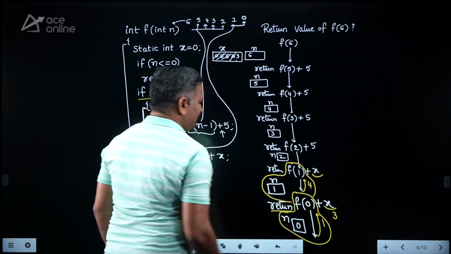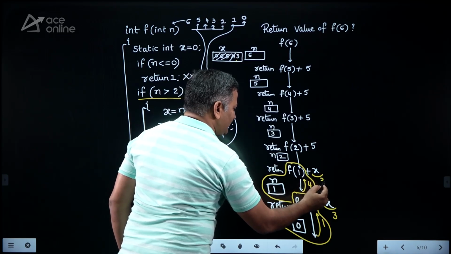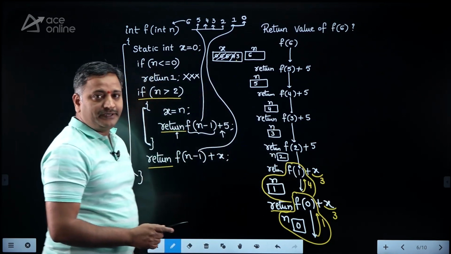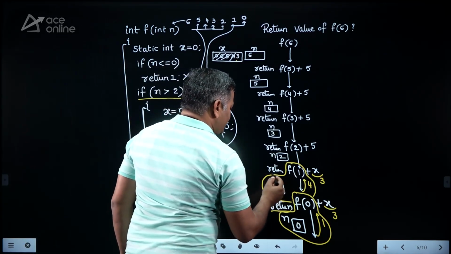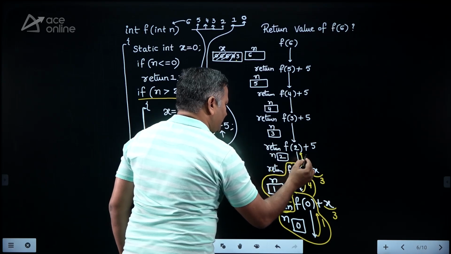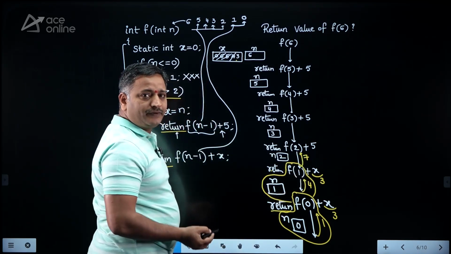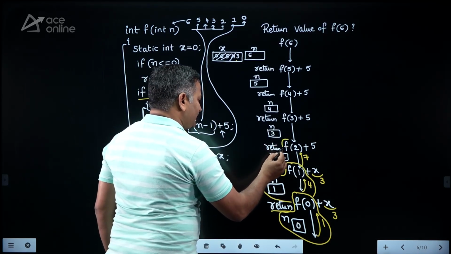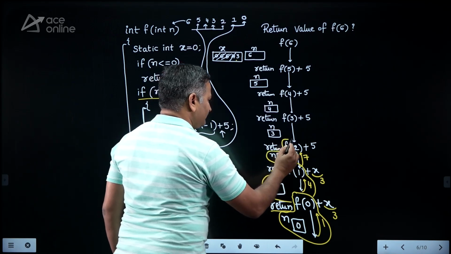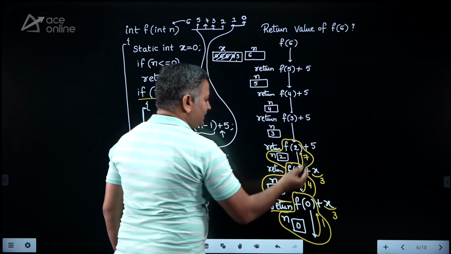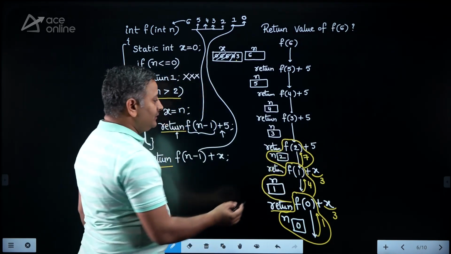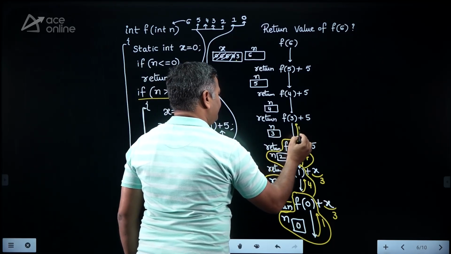Take the value of x. What is the value of x? The value of x remains 3 only, because of static behavior. So, therefore, 4 plus 3 equals 7. This return statement will return 7 to the previous level. So this activation record is also deleted now. Then 7 plus 5 which is 12. So, return 12 to the previous level.